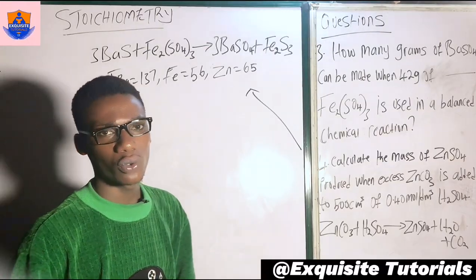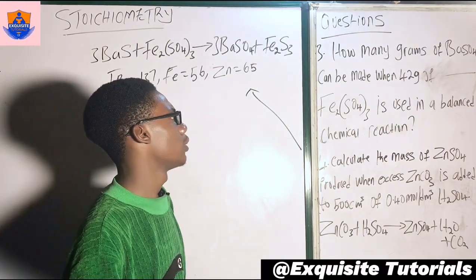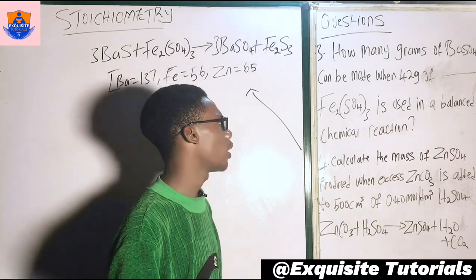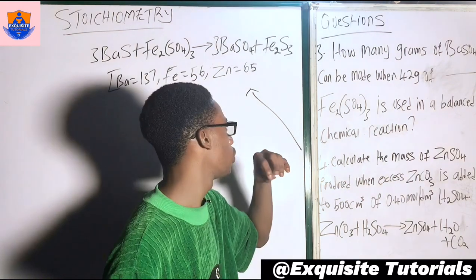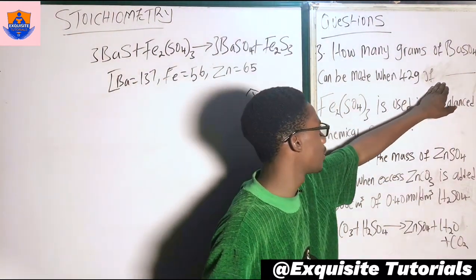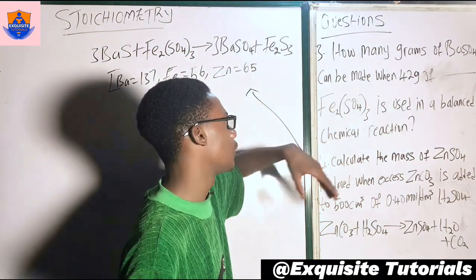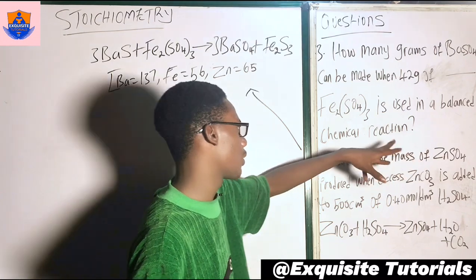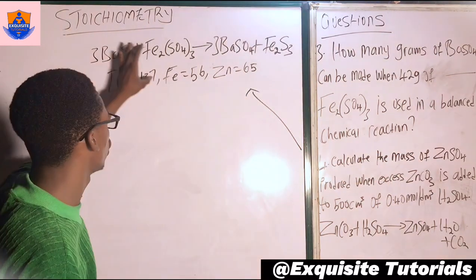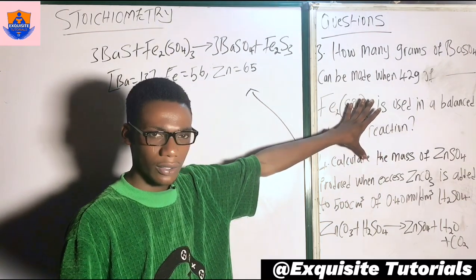So let's continue with this question. Now the question says, how many grams of barium sulfate can be made when 42 grams of this iron sulfate, Fe2(SO4)3, is used in a balanced chemical reaction? Now this space I left because it won't be enough for me to write this compound effectively. This is the reaction they're talking about in this question.